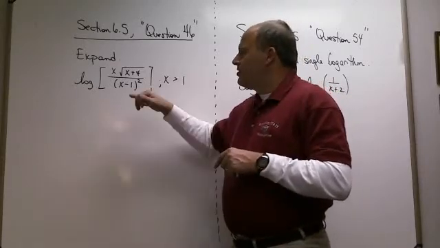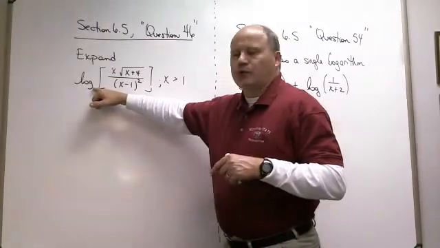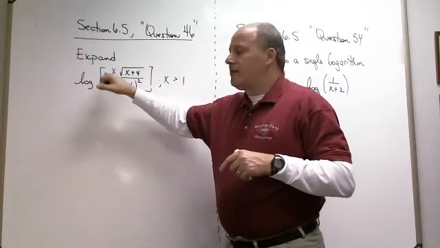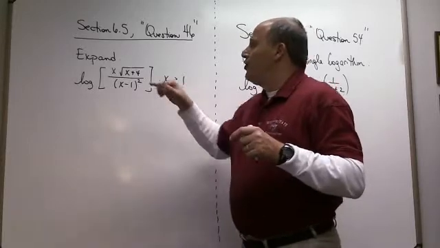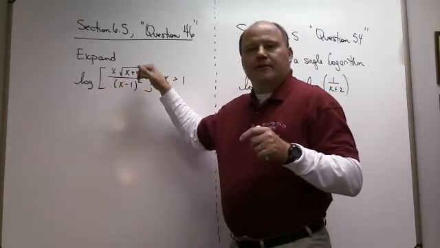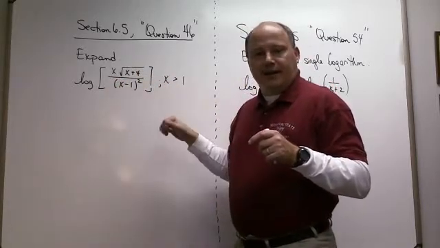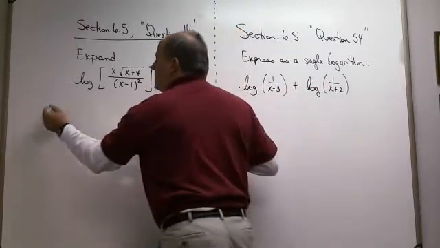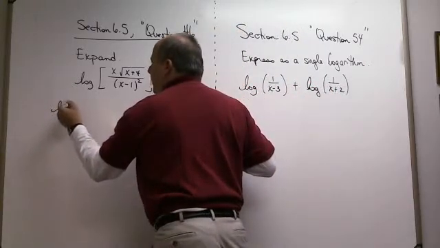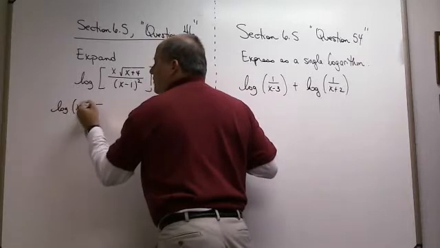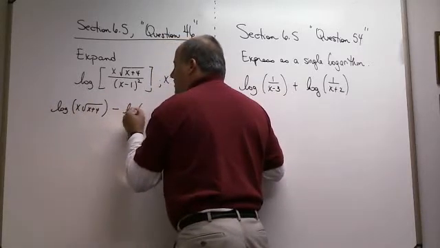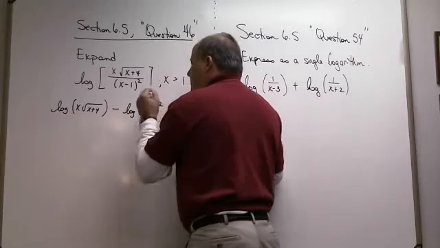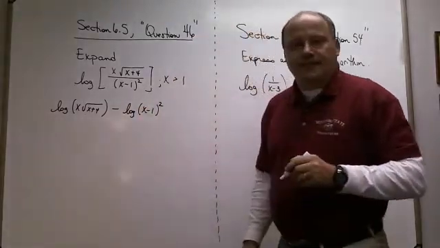So the first thing I'm going to do is apply the quotient rule. The quotient rule says that the log of a quotient is the difference of the 2 logs. So you take the log of the numerator minus the log of the denominator. So it becomes the log of the numerator, which is x times the square root of x plus 4, minus the log of x minus 1 squared. So that's the first step.